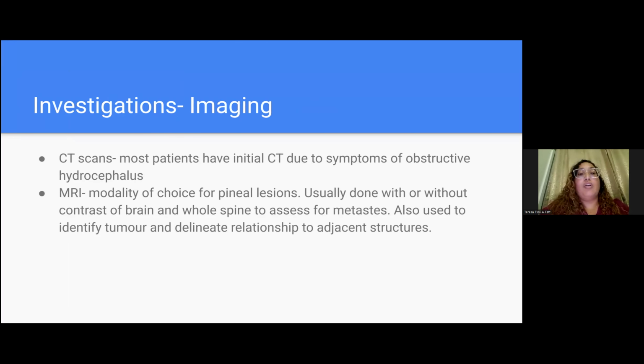With respect to imaging, CT scans. Now, most patients have initial CT scans due to symptoms of obstructive hydrocephalus. Next would be MRIs, which are the modality of choice for pineal lesions. These are usually done with or without contrast of both the brain and the whole spine to assess for mets. They could also be used to identify tumors and relationship to adjacent structures.